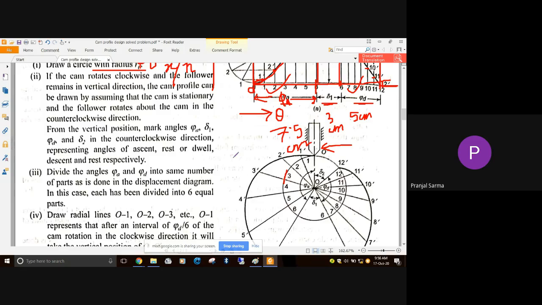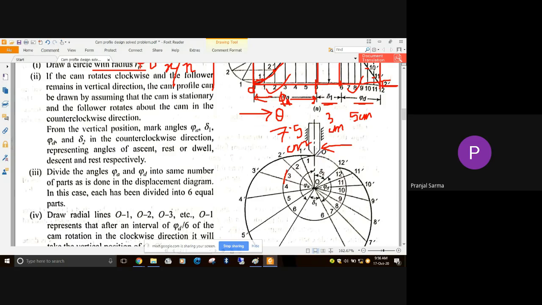And as nothing is being said in the question whether it is inline or offset, so to make our task easy, we'll consider an inline type of cam and follower arrangement. Okay, so those assumptions you will just write down. Now, taking RC, we have to draw this particular thing.